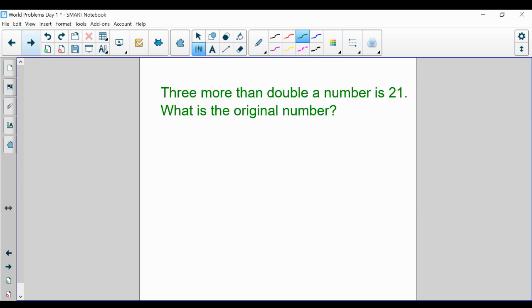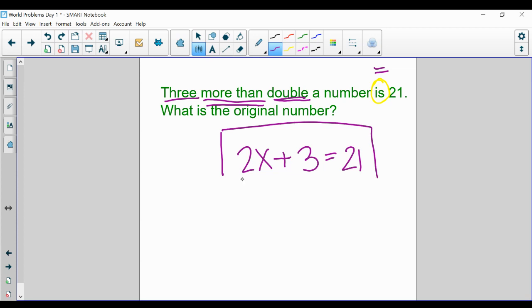Okay, so this one says 3 more than double a number is 21. Again, we have this is, which indicates we have an equal sign, so we're going to have an equation. Let's look for our clues. We say more than implies we're going to add something. We're going to add 3. To double implies twice or 2 times a number, so I'm going to say 2x, double a number, and then it's equal to 21. So here's our equation.